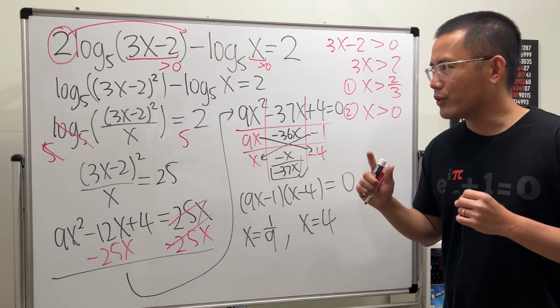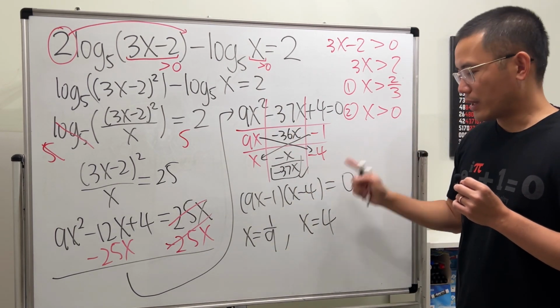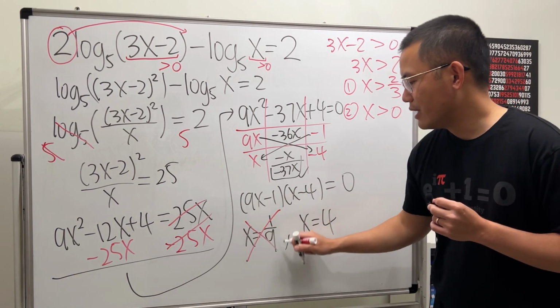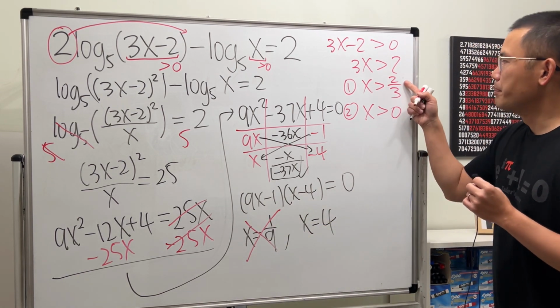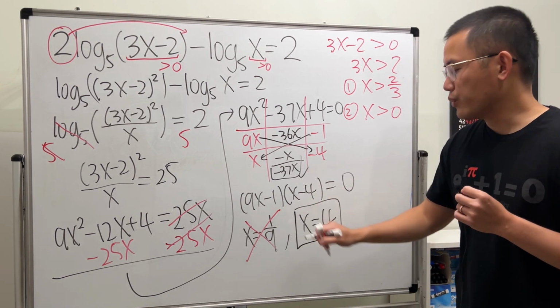And now, we have to go back to the original, right? Okay, they are both positive, so that's good. But we have to get rid of this. 1 over 9, it's not bigger than 2 over 3. So the answer is just x is equal to 4.